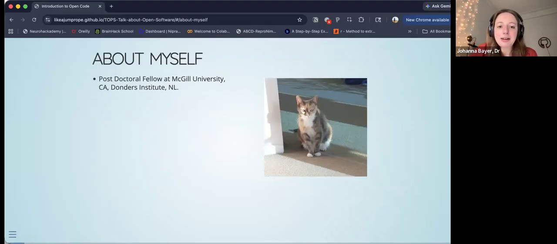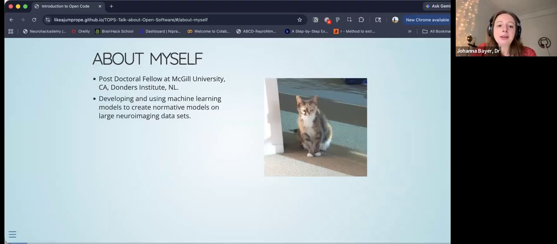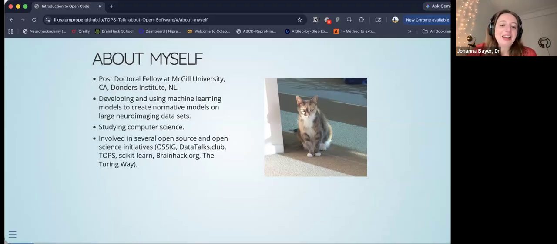I'm a postdoctoral fellow associated with McGill University and the Donders Institute in the Netherlands. In my daytime, I develop machine learning models to create normative models on large neuroimaging data sets. I also study computer science on the side, which has been ongoing since forever, but we're getting there. Outside my day job, I'm involved in a lot of open source and open science initiatives. I'm the incoming chair of the OSIG, that's the open science group of my field.